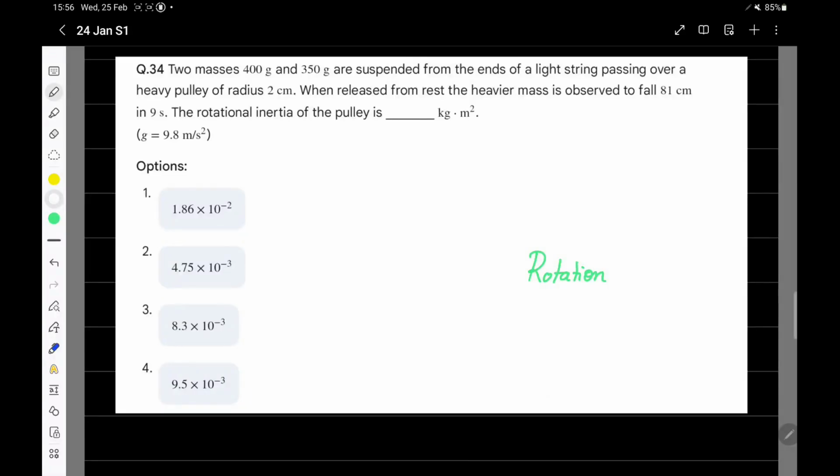Hello students, we are solving a question from rotation. This is from 24th January shift 1, JEE Mains 2026.